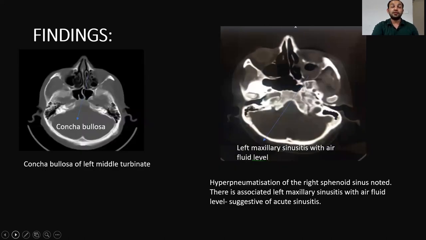Here you can see an axial section of CT head in the bone window showing concha bullosa in the left middle turbinate. Concha bullosa can be of two types. One involves the turbinate, another involves the stalk of the turbinate. However, involvement of the turbinate is the more common finding. In the second image, you can see hyperpneumatization of the right sphenoid sinus. Also, there is associated left maxillary sinusitis with an air fluid level, which is strongly suggestive of acute sinusitis.